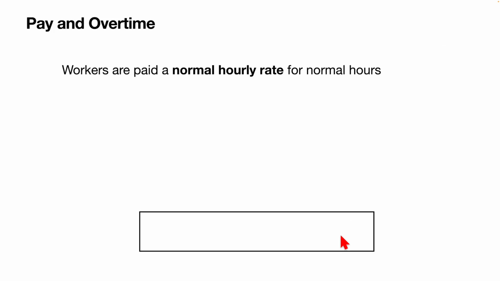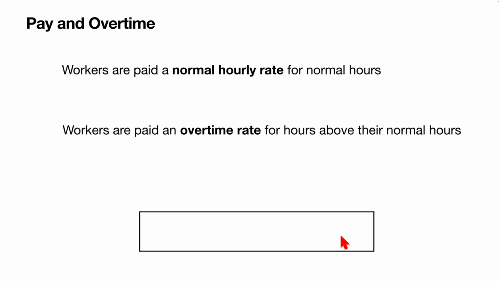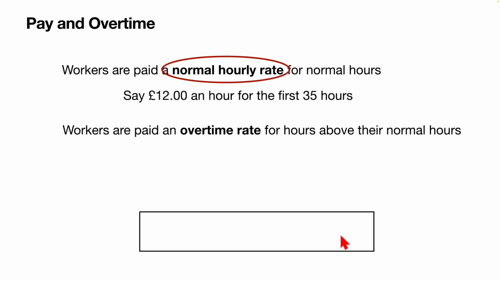Pay and overtime. This is where it gets difficult. Workers are paid a normal hourly rate for normal hours. Workers are paid an overtime rate for hours above their normal hours. So they get a normal rate, given in the question, say £12 an hour for the first 35 hours. But the overtime rate is normally higher because the employee is doing the employer a favour. There's a rush on, they need extra time. Who wants to work the extra 2 hours in a day? They pay more for overtime.